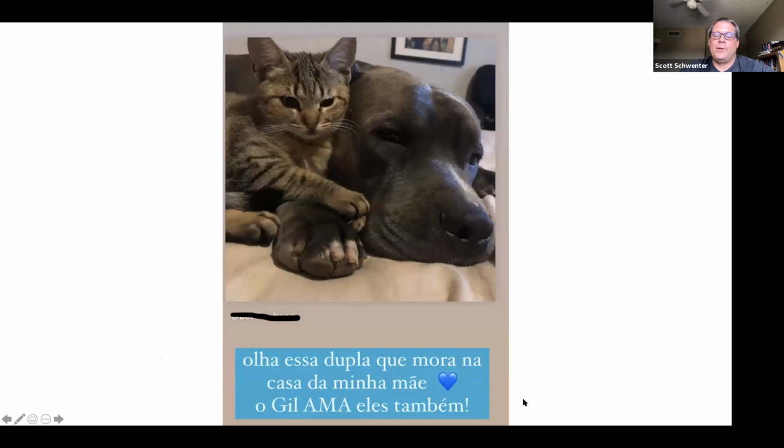So here's an example that I found where it says, look at this couple that lives in my mother's house. And o Gil is the name of this person's dog. And she says, o Gil ama eles, loves them also, right? And using eles, which is the subject pronoun for this.